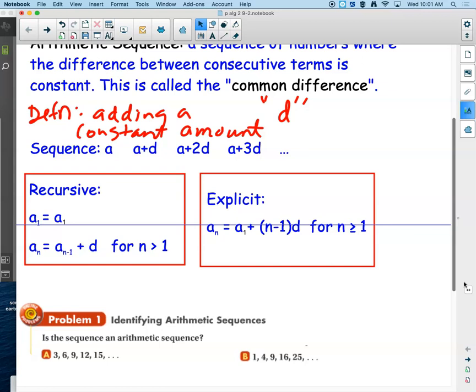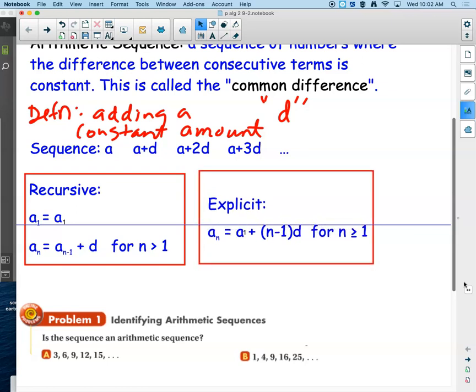And then, as you work down that column, in the one that says recursive, you want to put these two formulas right here. A sub 1 equals A sub 1. And then this one is A sub n equals A sub n minus 1 plus d for n is greater than 1. And a little further down that column, you'll see an explicit spot. Ooh, that's kind of right in the line, isn't it? Let me see if I can move this down. There we go.